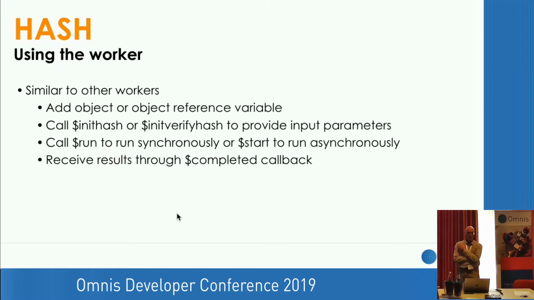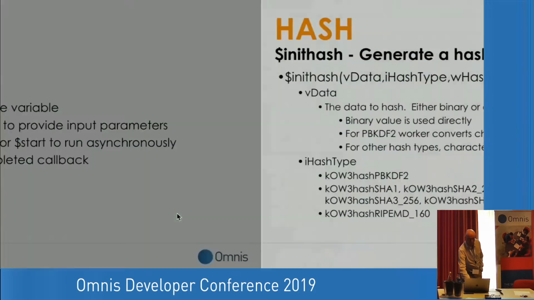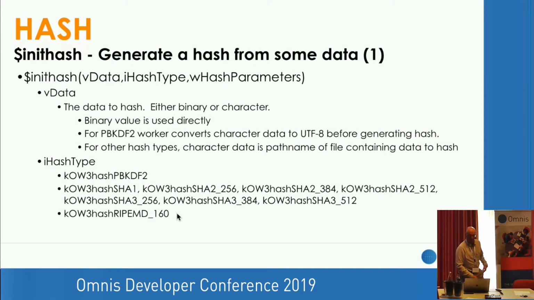So, to use the worker, this is similar to the other workers, as all workers are very similar, except you've got two different methods here. You've got $init hash to initialize the worker to generate a hash, and $init verify hash, which initializes the worker to verify a hash and say if it's okay or not. So we'll look at init hash first.